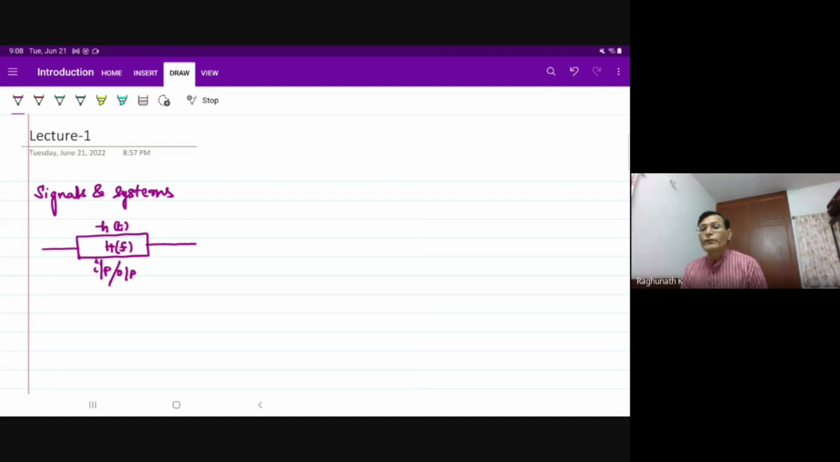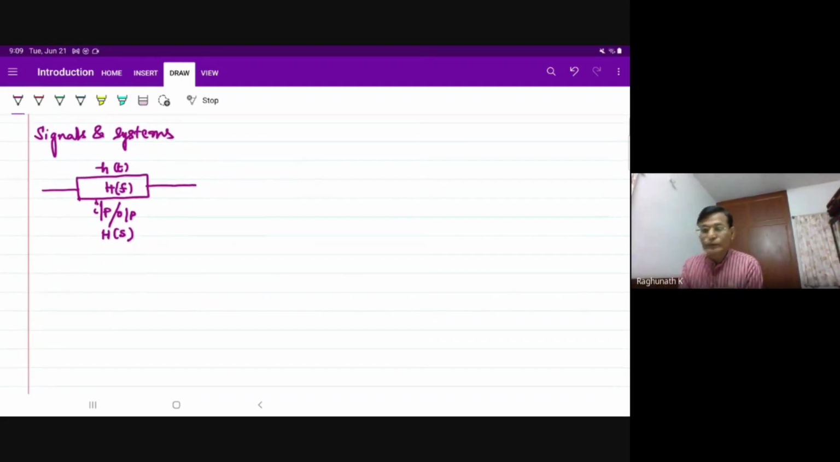We just give the mathematical representation of that particular system represented by a block. Maybe in a subject like control systems, if it is linear and time invariant, we may represent each block using a transfer function h of s also. These are the various mathematical representations of the system, right? But it is always a block.